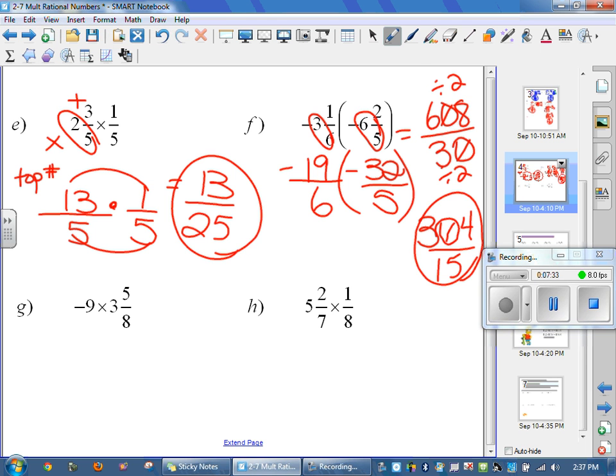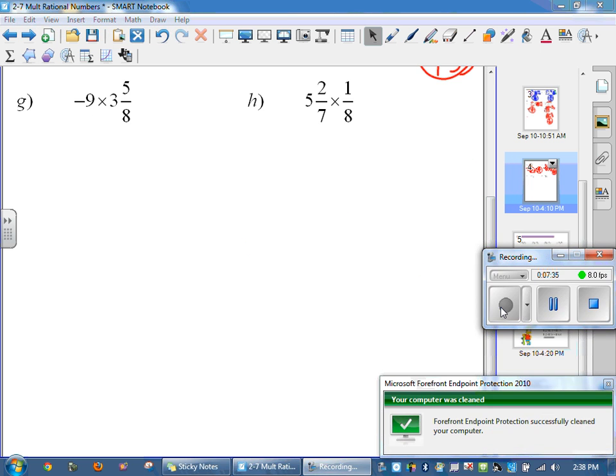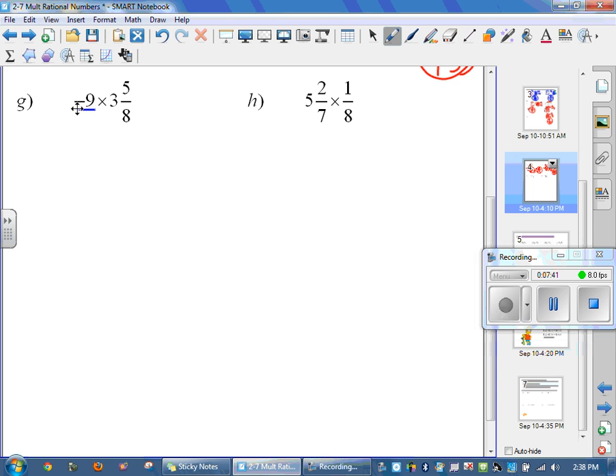Okay, on the bottom, you're going to notice the one on the left does not have a bottom number, but every number actually has a hiding bottom number of a 1. So you can put any whole number or any integer, or any number for that matter, over 1 to make it a fraction. Now we've got to convert the mixed number to an improper fraction, so we're going to take 3 times 8, 24, plus our 5 is 29. So I have negative 9 over 1 times 29 over 8.